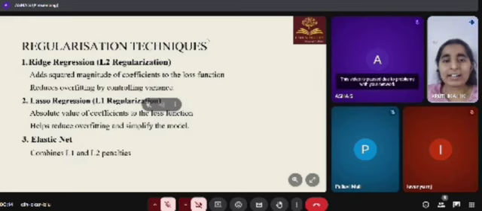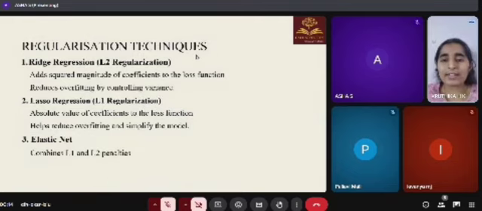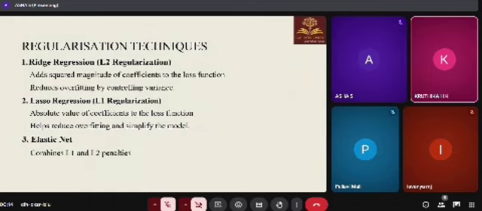Regularization techniques. Ridge regression uses squared weight as a penalty to shrink coefficients, controls variance and prevents overfitting. Next, lasso regression uses absolute weight as a penalty, removes less important features, simplifying the model. Third, elastic net mixes both L1 and L2 methods, providing a balance between ridge stability and lasso feature selection.